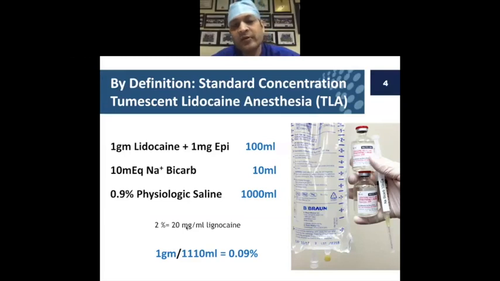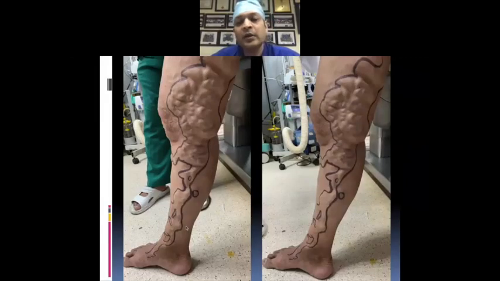Now this is the tumescence constitution, a standard constitution which needs to be used. We have actually stopped using soda bicarb about 4 years back, because we have stopped using normal saline. So we prepare all our solutions in ringer lactate. If you use ringer lactate, then you don't need to use soda bicarb at all. Look into the size of the veins here. Another example. People say that you cannot treat this with laser.